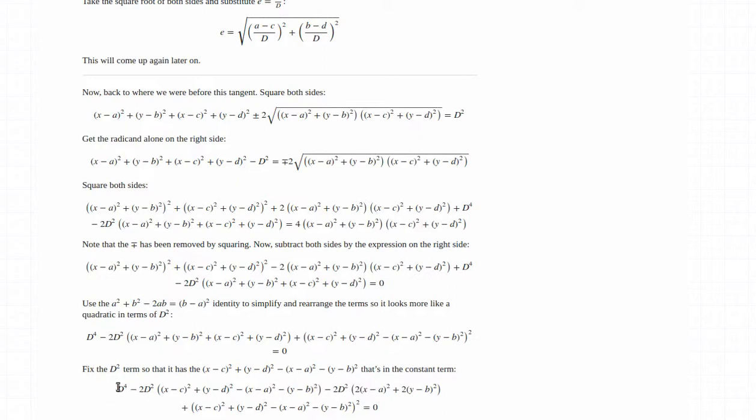So now we have the perfect square we want. We have something squared plus something squared minus 2 times the product. We need to get rid of this term, so I'm going to add it to both sides.